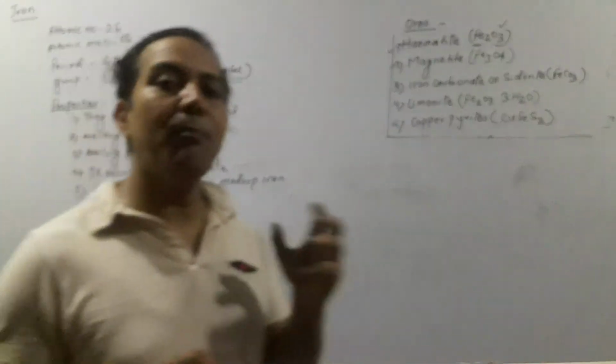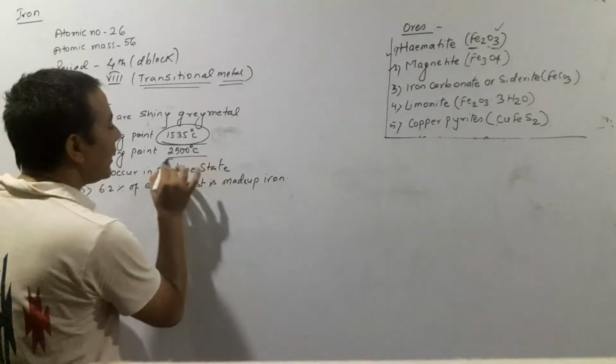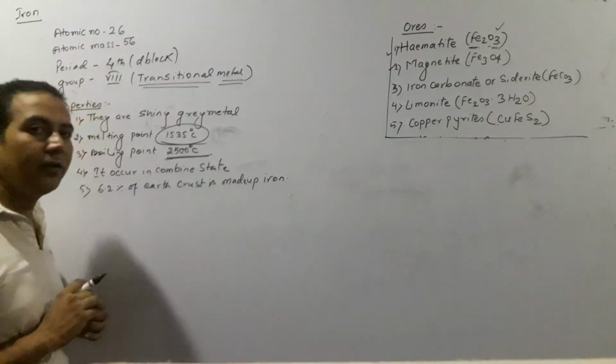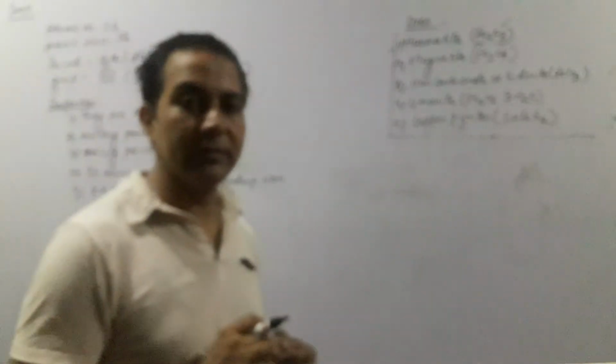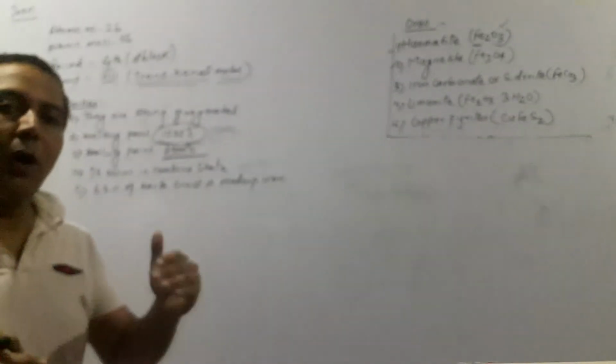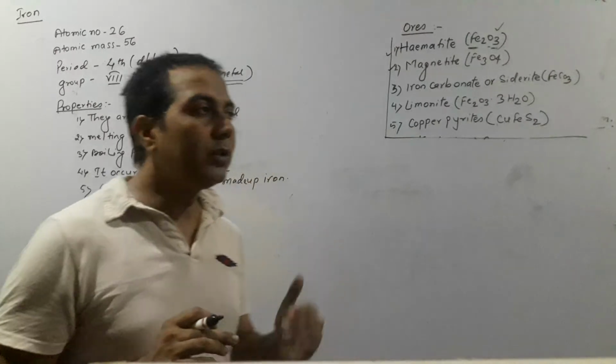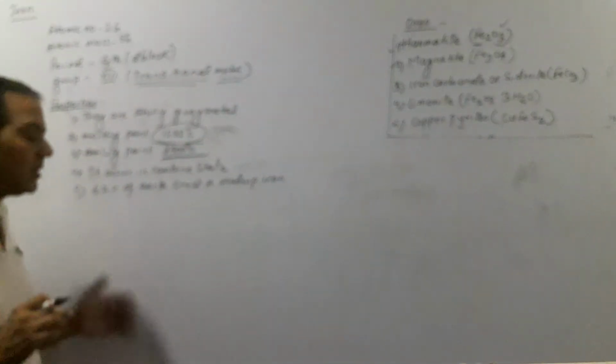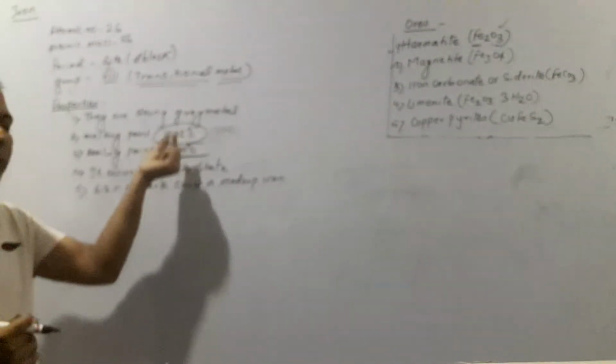Boiling point means evaporation, vaporization. Iron will be vaporized when you heat it above 2500 degrees Celsius. If you go above the temperature of 2500 degrees Celsius, then only it will boil or vaporize. Otherwise, between here and here, it will be present as a liquid.